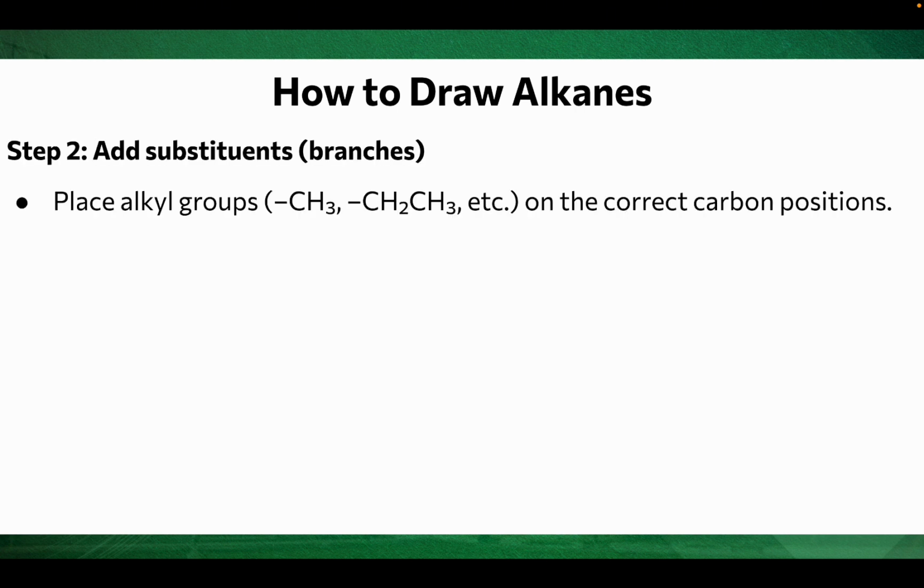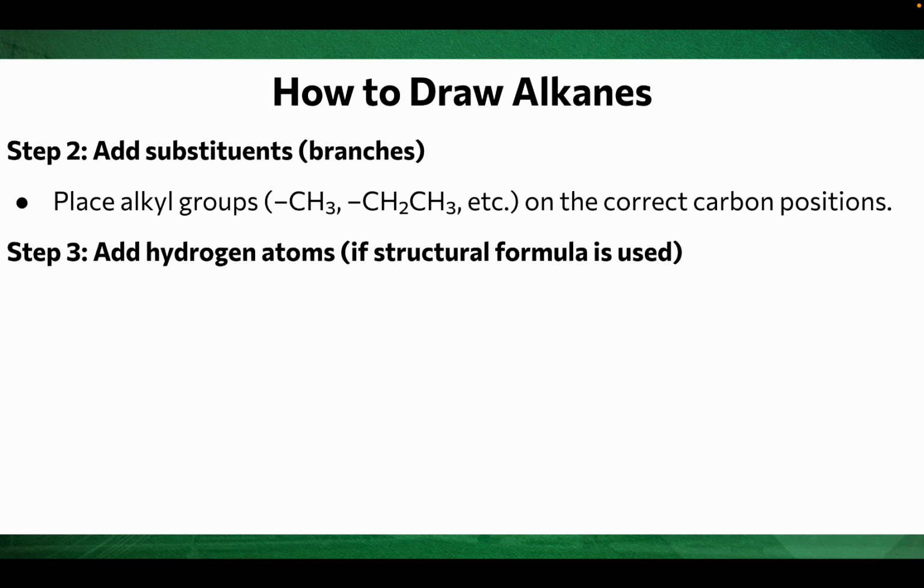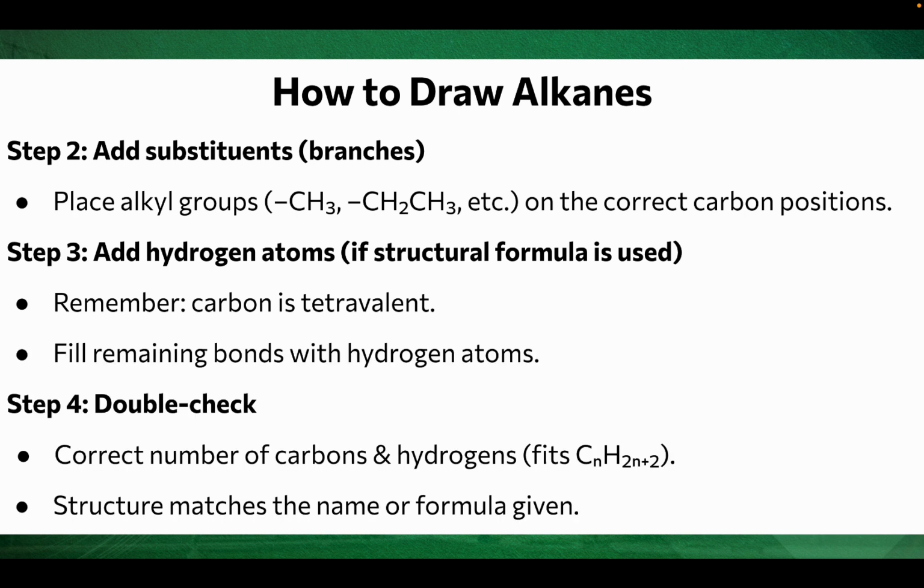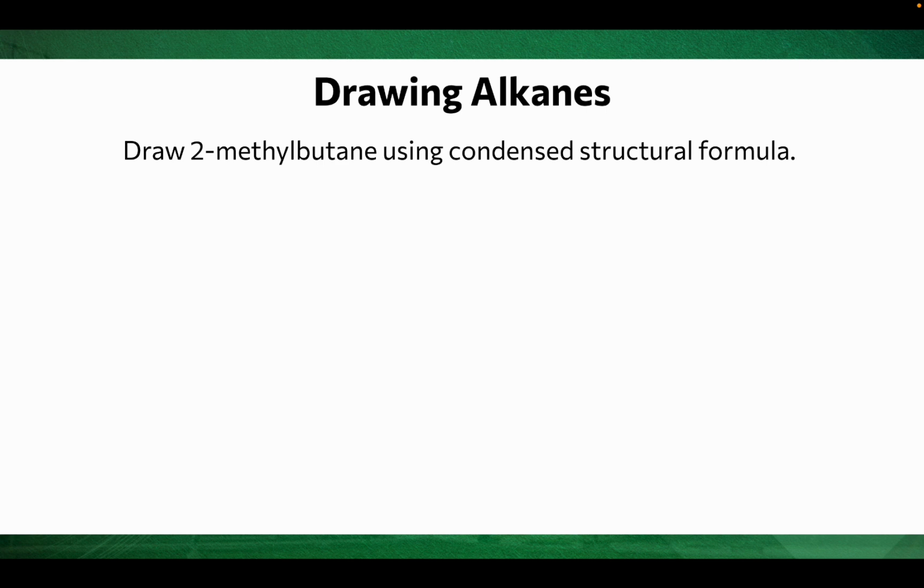Next, step 2 is to add the substituents or the branches. You need to place the alkyl groups, okay? The methyl, propyl, ethyl, etc. Step 3 is to add hydrogen atoms if the question asks for structural formula. Remember, carbon is tetravalent, so carbon must have 4 bonds. Then, step 4 is to double check. Check if you have the correct number of carbon and hydrogen and if the structure matches the name of the compound.